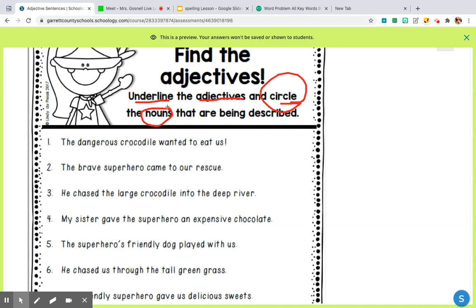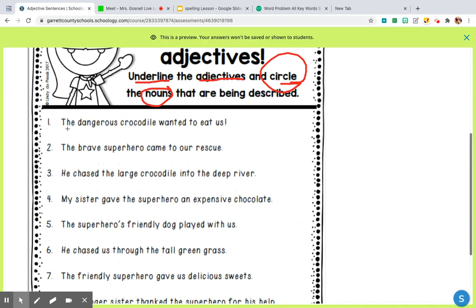All adjectives need to be underlined. I'll repeat, all adjectives need to be underlined. You're circling the noun because you need to know what is being described. So let's do number 1. We'll actually do number 1 and 2 together. The dangerous crocodile wanted to eat us.